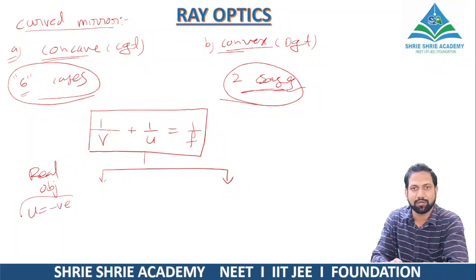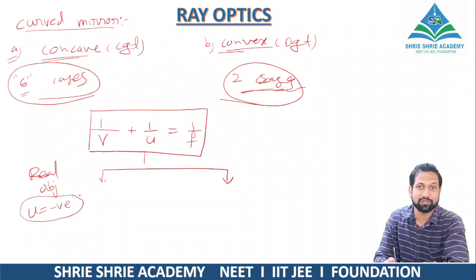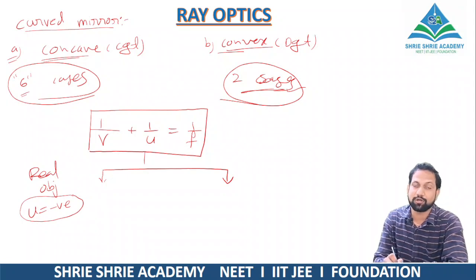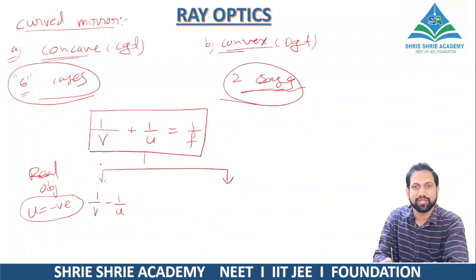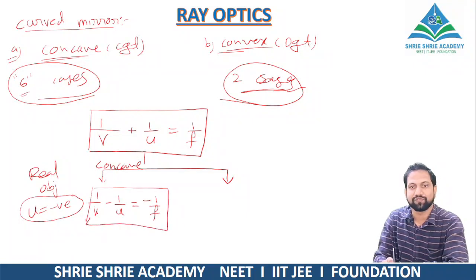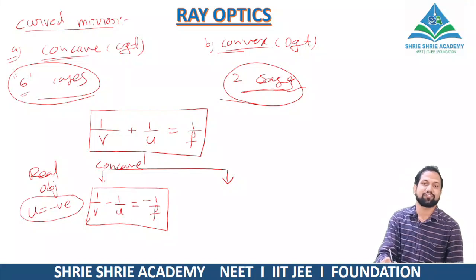In entire ray optics, whichever phenomena you are studying, for a real object, according to the Cartesian sign convention, the object distance is always negative. So 1/v minus 1/u. If I write for a concave mirror, it equals minus 1/f, because for the concave mirror the focal length is negative. Remember, for the concave mirror focal length is negative.